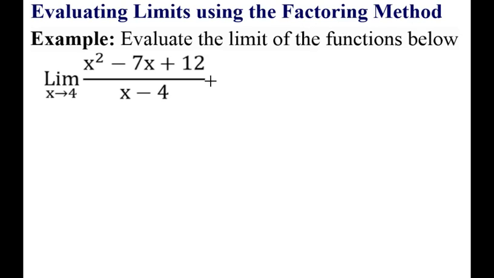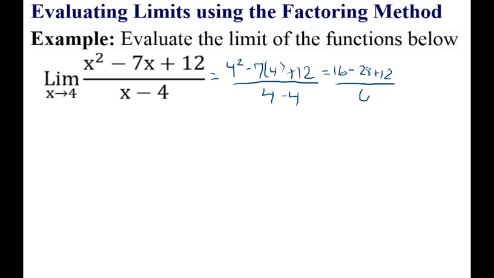Evaluating limits using the factoring method. First, let's try direct substitution. If we plug in 4 into this equation, we have 4 squared minus 7 times 4 plus 12, all divided by 4 minus 4. On the numerator, we'd have 16 minus 28 plus 12, all over 4 minus 4, which is 0.